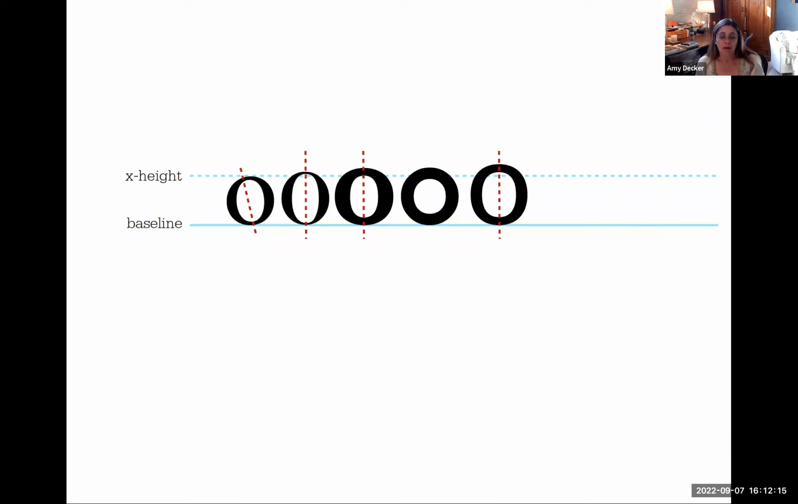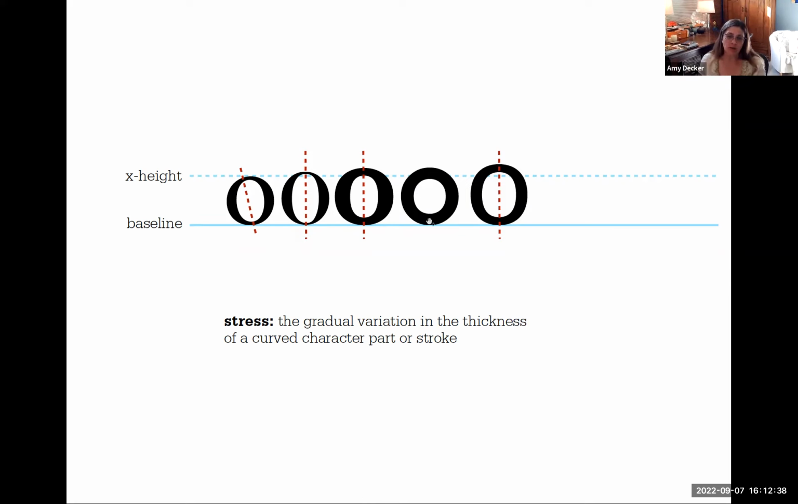Now, letter O has a stress, and that is the gradual variation in the thickness of a curved character, part, or stroke. So not every O has a stress. For example, you see one here without one. It is a geometric O from Futura that does not have a stress, because the stroke is entirely consistent all the way around. There is no thin to thick variation. The only time there's a stress is if there's a thin to thick variation. Modern text has vertical stress. Old style type has a diagonal stress.